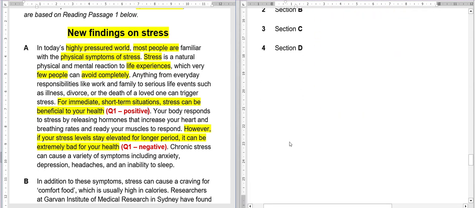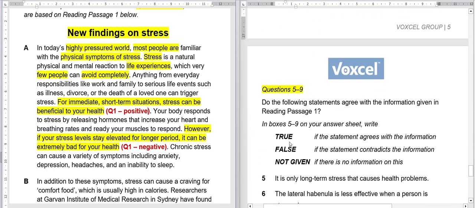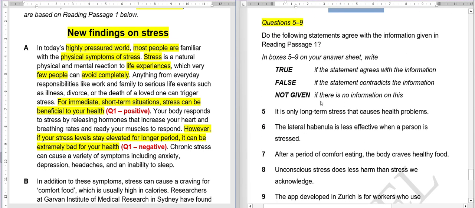Okay, now let's read the other types of questions. 5 to 9, true false. It is only long term stress that causes health problems. Is there any mention of long term stress? Yes, here is the particular information, long term, and this is about short term. So you have to evaluate both to get the correct answer. You will get around 10 seconds to tell me the answer, and your 10 seconds start now.